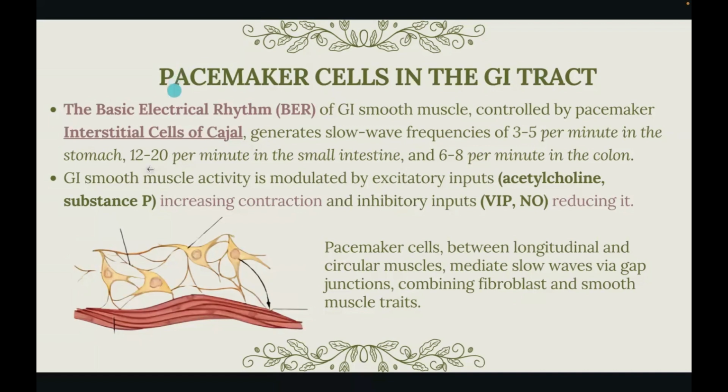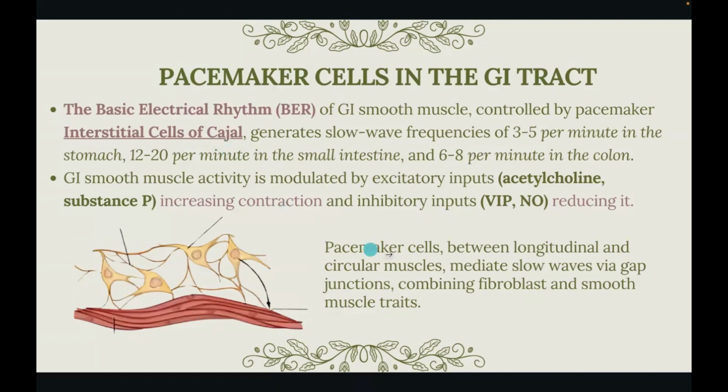Now, are these interstitial cells of Cajal working by themselves? Obviously not. They have upper control centers, and these are in the brain. How does the brain modulate the Cajal cell? By giving it excitatory and inhibitory inputs. Excitatory input is when the body transmits acetylcholine and substance P to the Cajal cell, and once it receives them, it's going to contract.